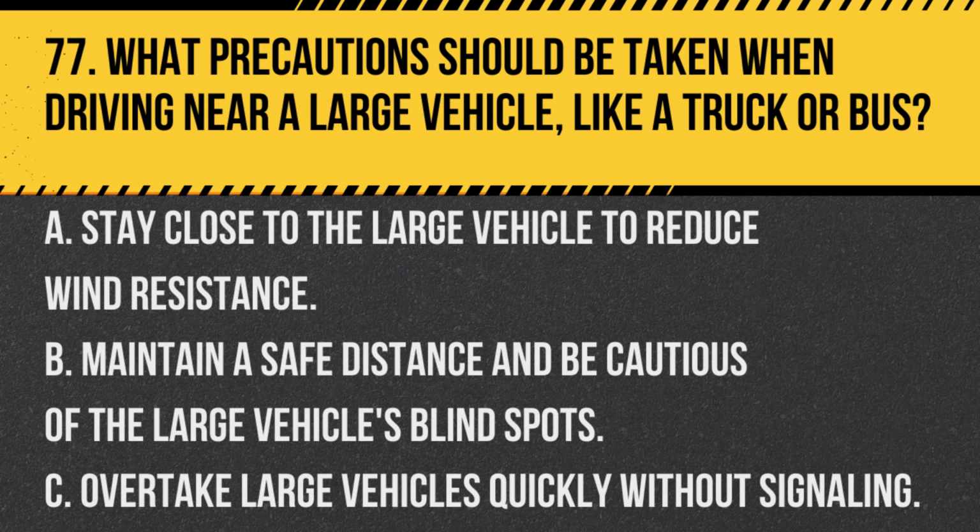Question 77. What precautions should be taken when driving near a large vehicle, like a truck or bus? A. Stay close to the large vehicle to reduce wind resistance. B. Maintain a safe distance and be cautious of the large vehicle's blind spots. C. Overtake large vehicles quickly without signaling. Answer B. Maintain a safe distance and be cautious of the large vehicle's blind spots. This increases safety for all road users by reducing the risk of collisions.